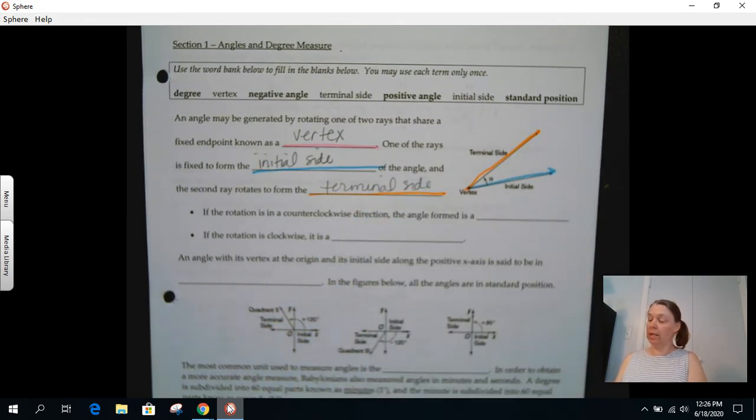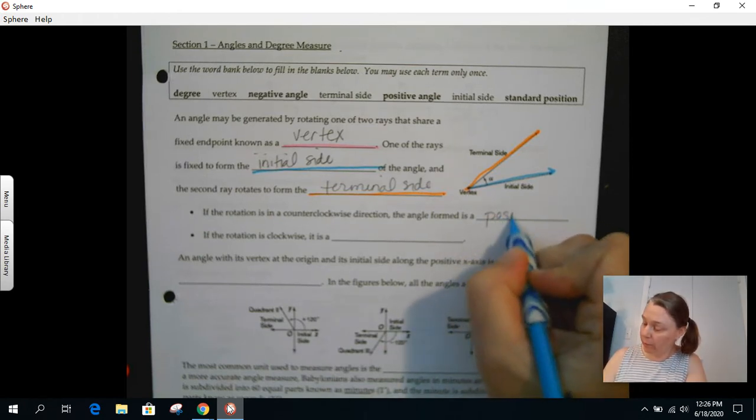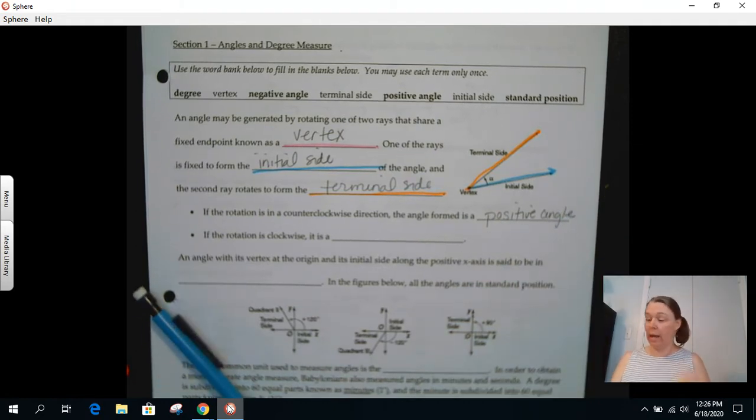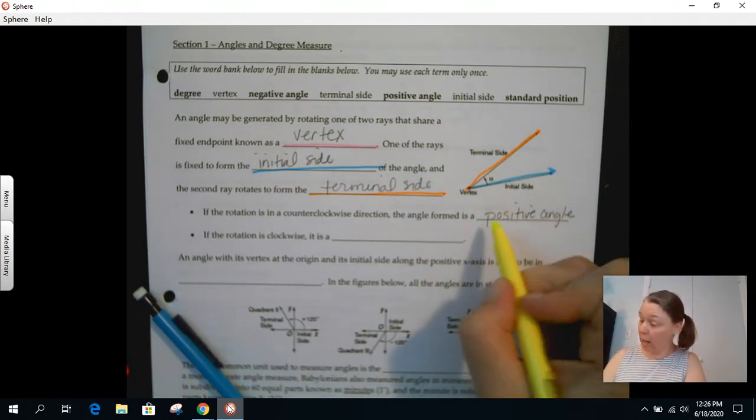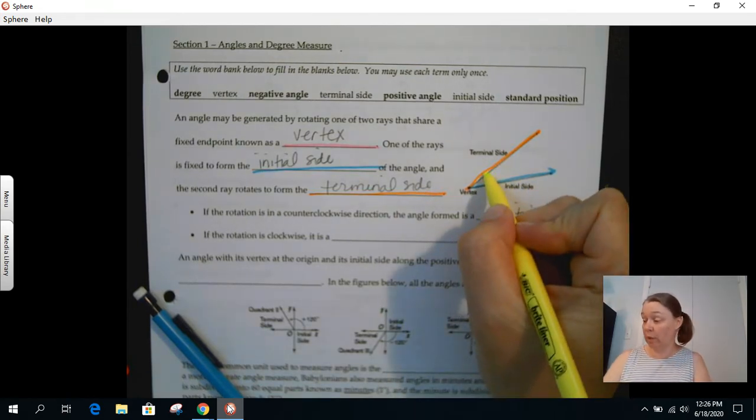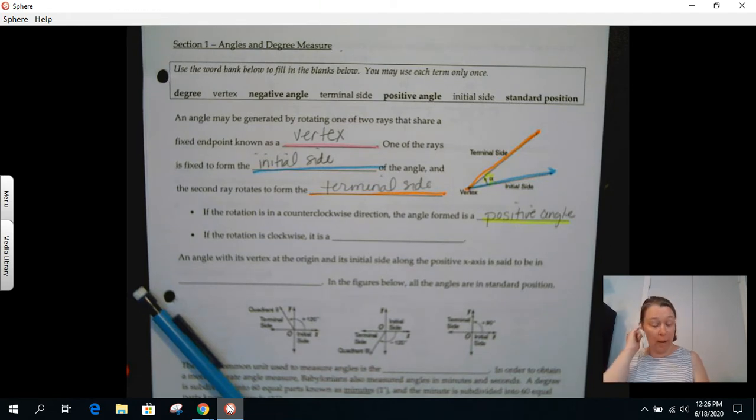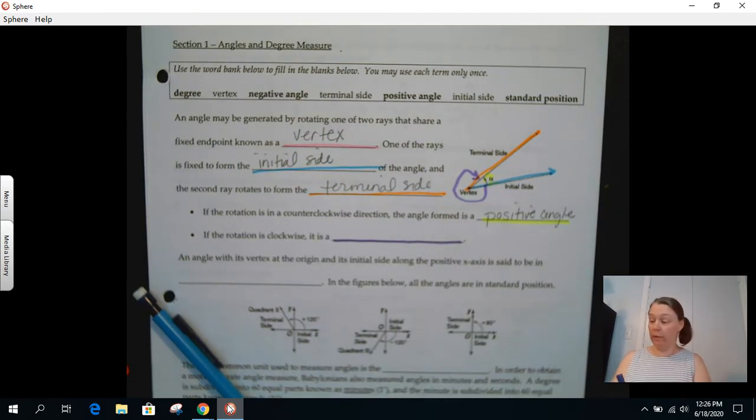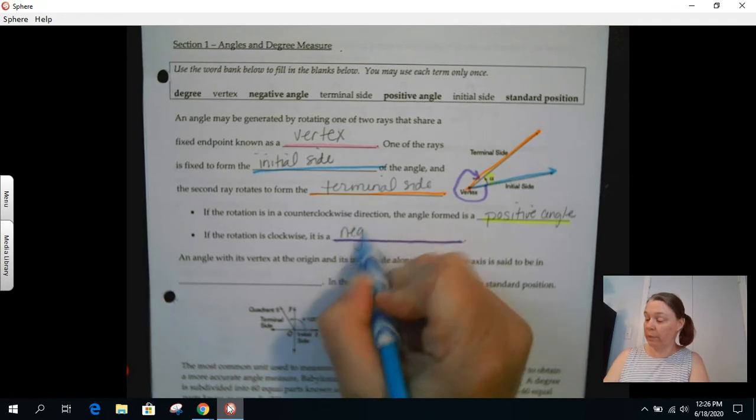If the rotation is in a counterclockwise direction, the angle formed is a positive angle. I know that seems kind of counterintuitive, right? To say that a positive angle is counterclockwise, but you think about the way we normally rotate an angle, right? We go this direction, which is counterclockwise, that gives us our positive angle. And if you go in a clockwise direction, so if you go the other way, then we're going to use a negative number to define that. So a negative angle.